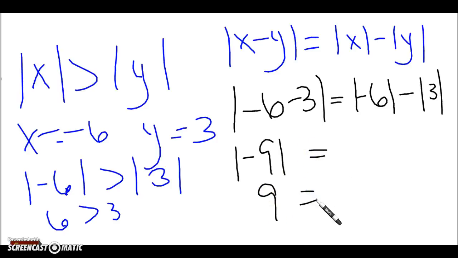So now let's do the other side. We have the absolute value of -6, which is 6. The absolute value of 3 is 3. And so 6 minus 3 is 3. Those two things are not equal. So I use a counter example to justify my answer. And I hope this helps.